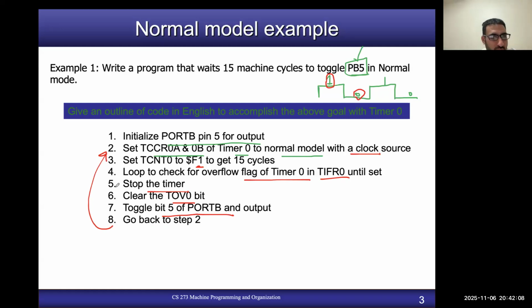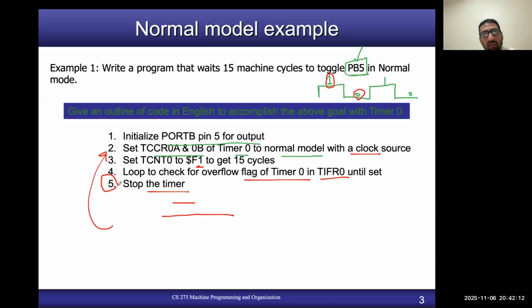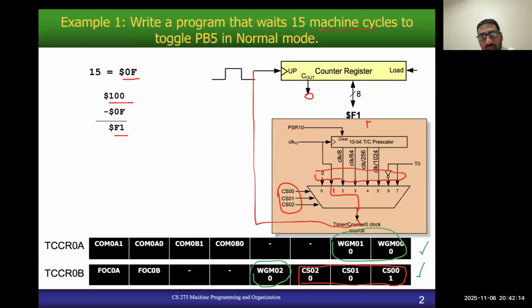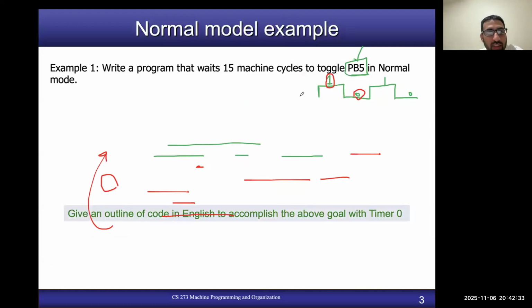Here, remember, in step 5, we are stopping the timer, and when we say stop the timer, basically what we are doing is that we will select this as an input. So when you select this input of the mux, it means that you are not providing any clock, so there is no transition, so your counter will not be working. It will not be incrementing any value. It will hold whatever it has.